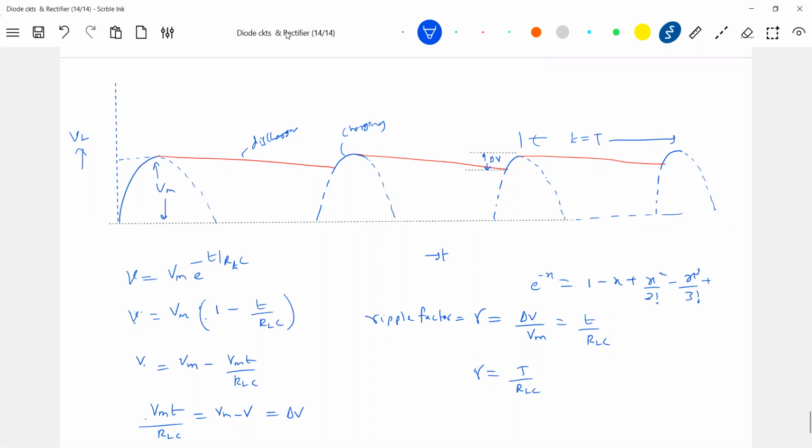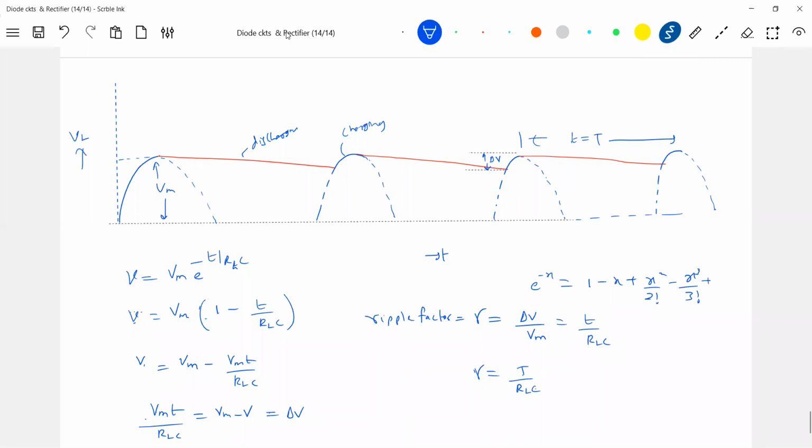Tell me, ripple should be more or less? If ripples are more, delta V will be more, no? If ripples are less, delta V will be less. And what is the ripple factor? It is given by the fluctuation by the peak value. Able to analyze this? The fluctuation by peak value is called the ripple. So to minimize the ripple factor, what shall I do? I can't disturb T, leave it. So what to do with RL and C?